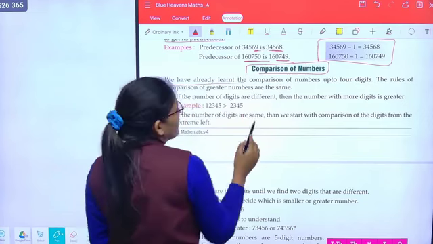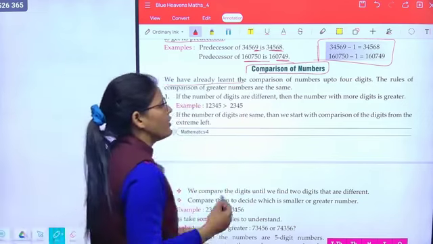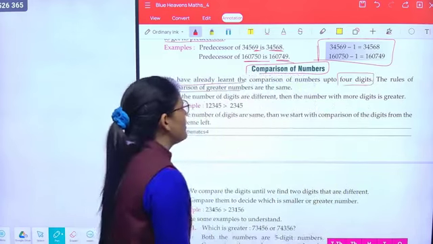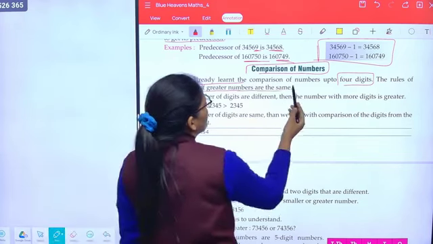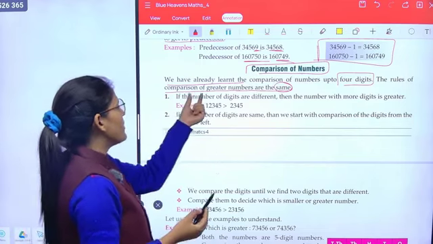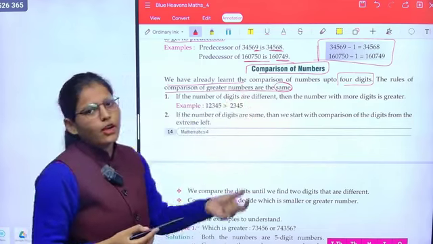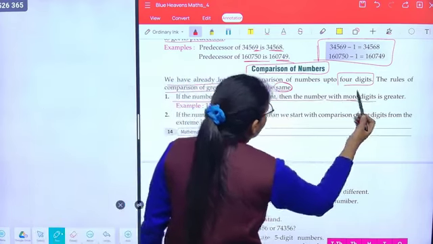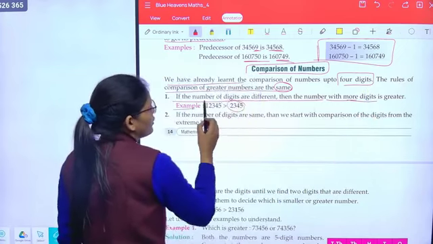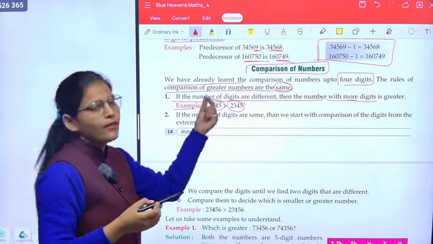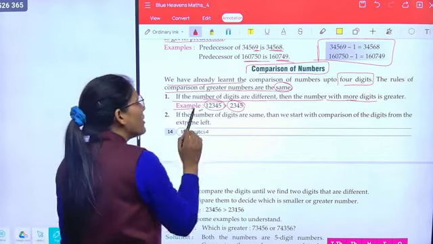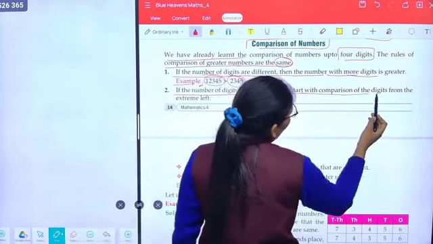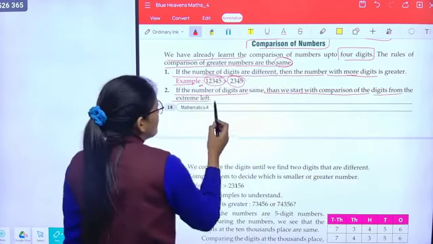Now comparison of numbers. We have already learned the comparison of numbers up to 4 digits. The rules of comparison of greater numbers are the same. क्या होता है? The rules of comparison of greater numbers are the same. If the numbers have different digits, then the number with more digits is greater. Example, यहाँ पर कितने डिजिट हैं? 5 और यहाँ पे कितने हैं? 4. जिसके पास ज्यादा डिजिट्स होंगे वो नंबर बड़ा होगा. Now if the number of digits are the same, then we start the comparison of the digits from the extreme left.